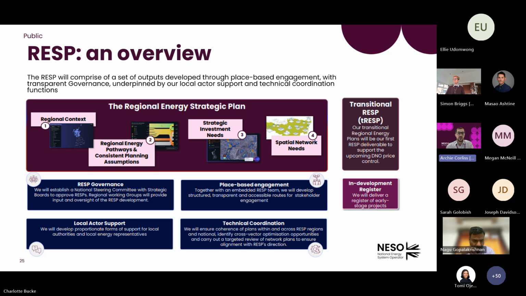So the RESPs are being delivered. At the moment, we're focusing on the transitional RESPs. There's a range of work being done to support the delivery of the ED3 price control development through the electricity distribution networks. That's trying to deliver an interim output in the short term and ensure that we can offer the most support to DNOs in this area.